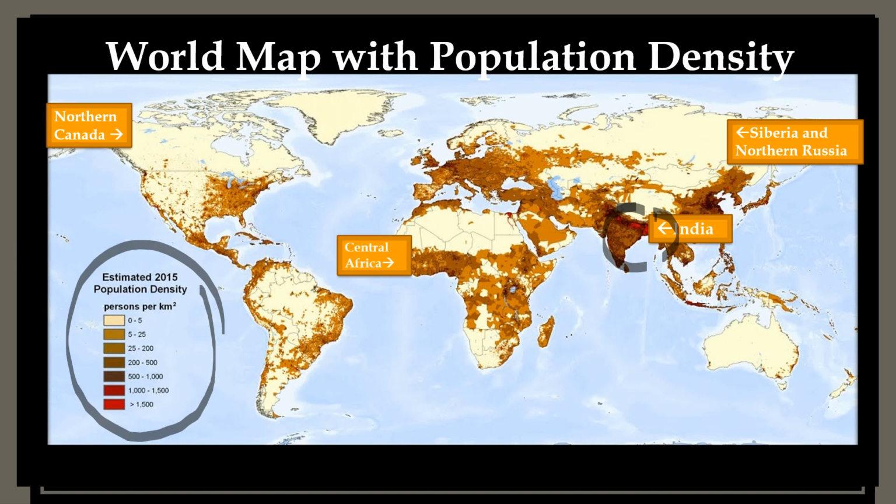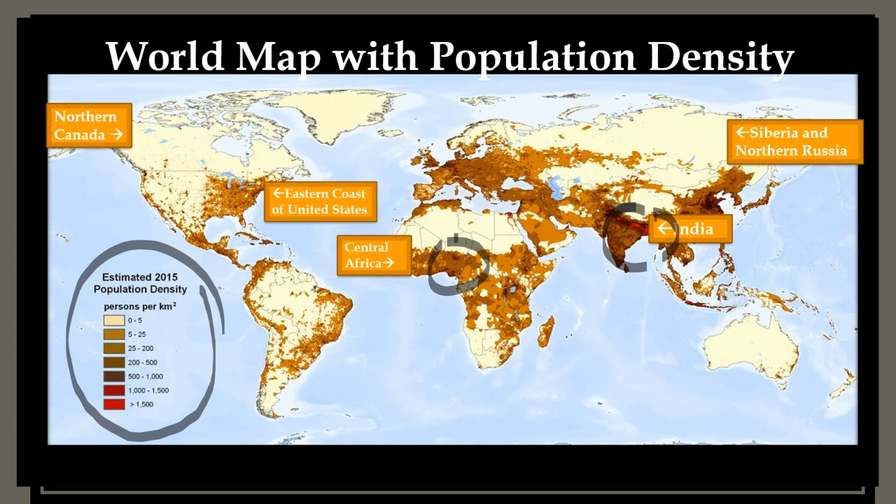Then when we look at Central Africa, we can see that the variations go from the lighter brown, which is 5 to 25 people per square kilometer, all the way up to 500 or 1,000 people per square kilometer in some of these darker brown areas here.